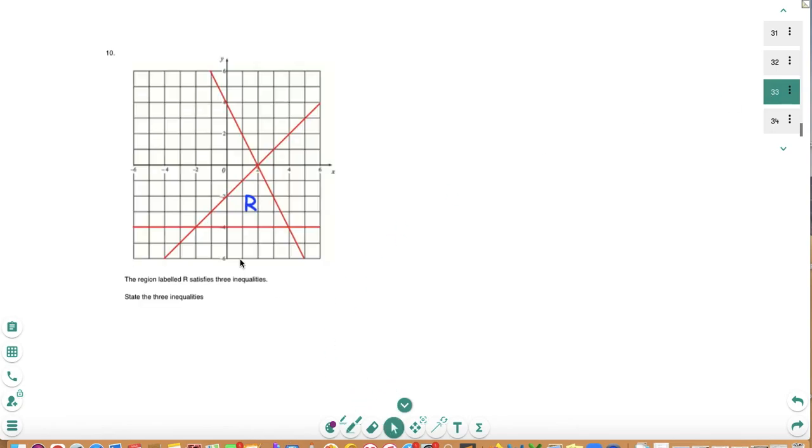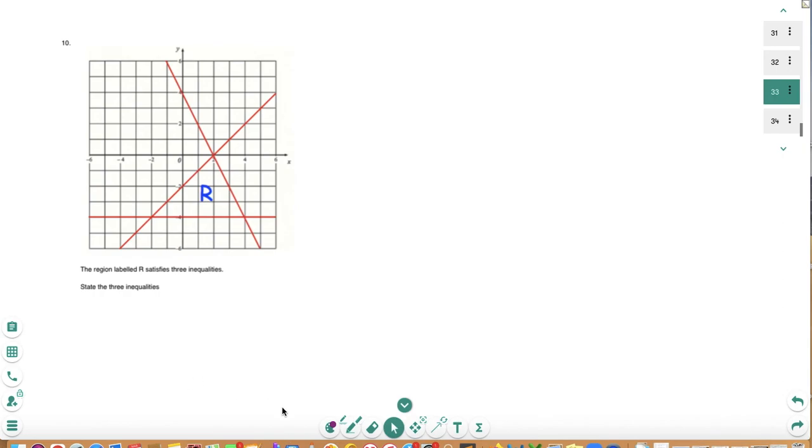So the region labeled R satisfies 3 inequalities. State the 3 inequalities. So let's start with the horizontal lines. It's easy. So our horizontal line, look, it crosses the y-axis at -4. So we can say y equals -4.